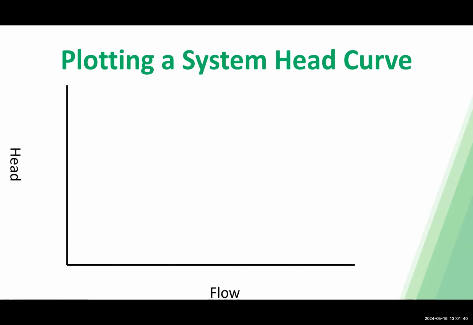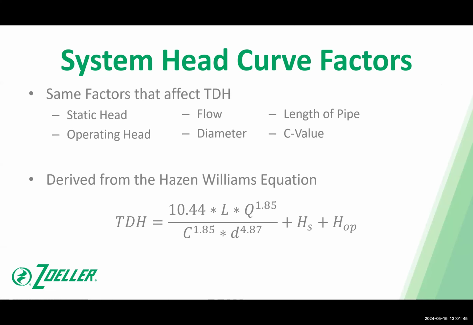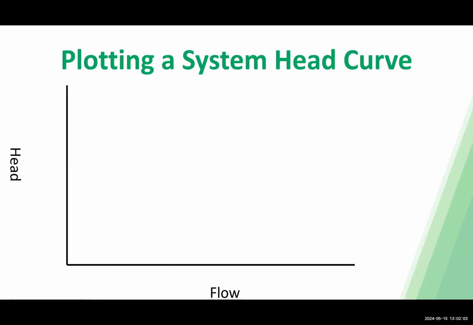So plotting a system head curve, you're first going to start with your static head, because if you notice with this equation, that static head and your operating head as well is your y-intercept. When everything else is 0, that static head is still going to be a factor in your system. The height in which you're pumping up is not going to change. So first you plot your static head. Then once you have that, you're going to plug everything else into that equation to plot out your system head curve.